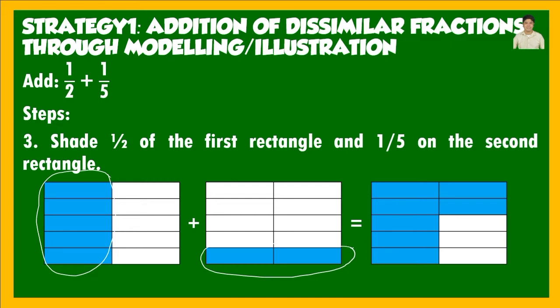So bilangin natin kung tama. Dito po tayo sa first rectangle. 1, 2, 3, 4, 5. Kitang-kita pa rin naman po dyan na 1/2 siya. Next, sa second rectangle naman po natin, we have 1 and 2. Kitang-kita pa rin naman po dyan na 1/5 siya. Kailangan lang natin pakita na pareho sila. And then sa ating sagot, napapansin po natin, pinagsama sila. So 1, 2, 3, 4, 5, 6, 7. Kaya po, yung final answer po natin dito is 7/10.